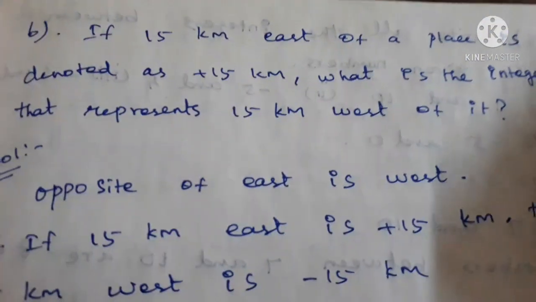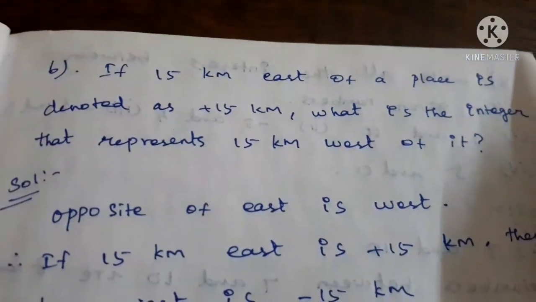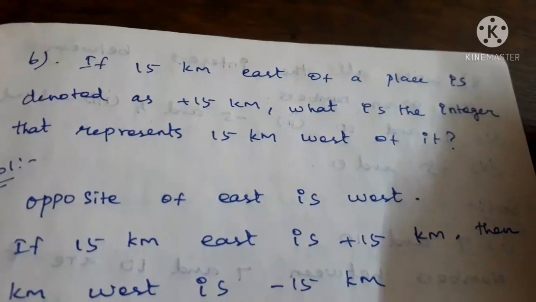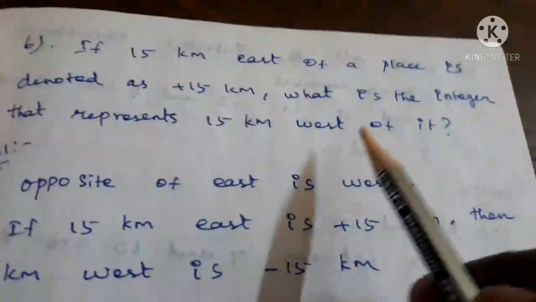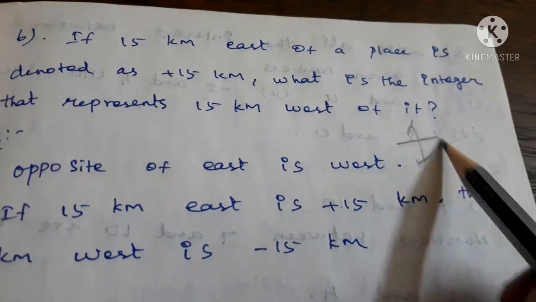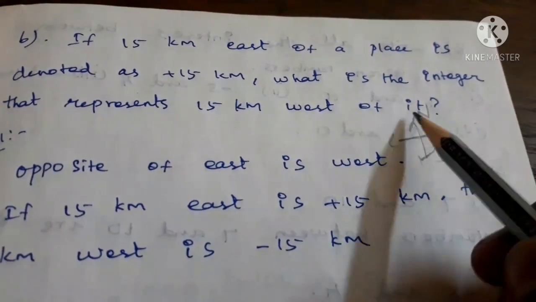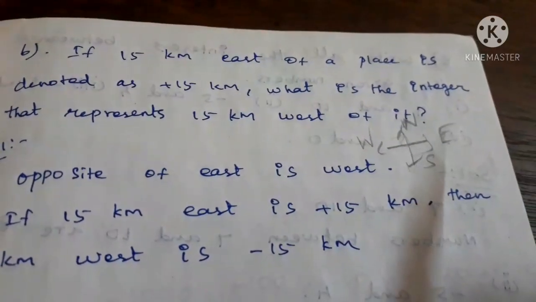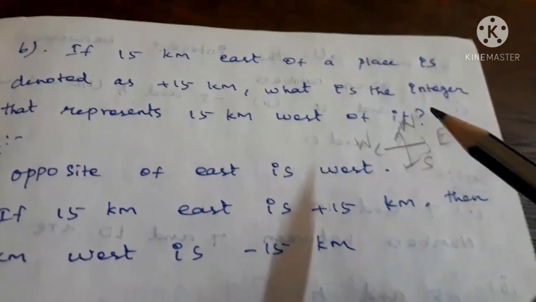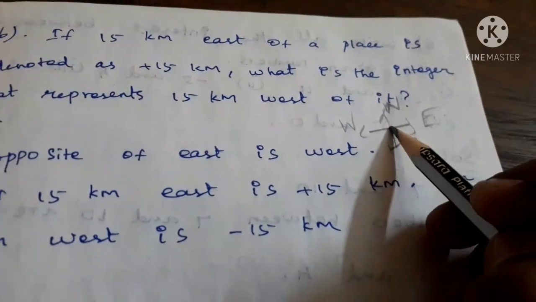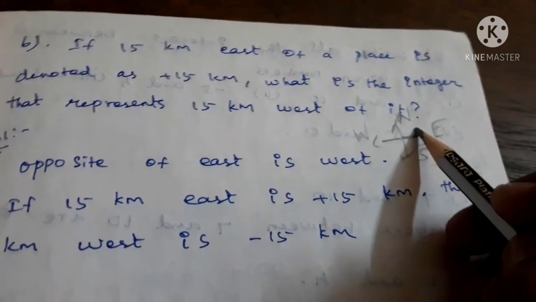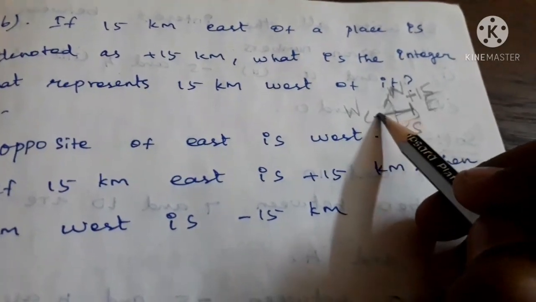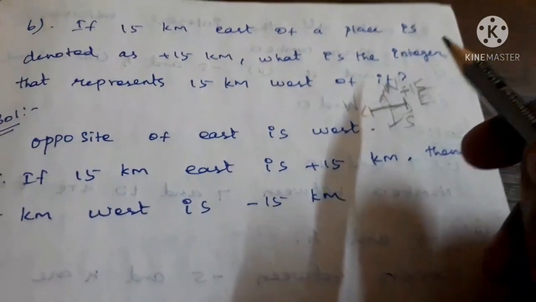Your sixth question is, if 15 km east of a place is denoted as plus 15 km, then what is the integer that represents 15 km to the west? You know the directions, no? North, south, east and west. Starting from here, if we move 15 km east, it is denoted by plus 15. Then they are asking, if we travel 15 km towards west, what will the number be called?